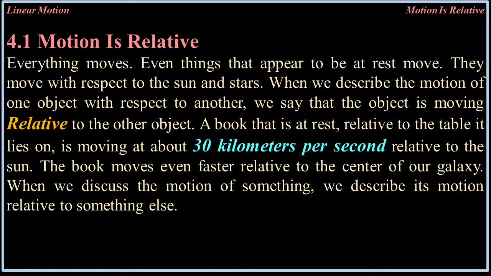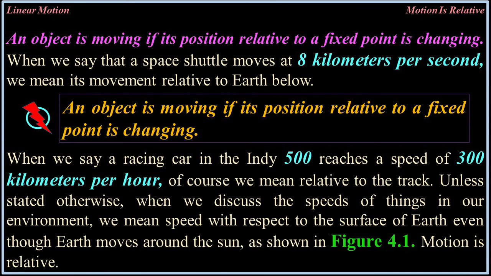When we discuss the motion of something, we describe its motion relative to something else. An object is moving if its position relative to a fixed point is changing. When we say that a space shuttle moves at 8 kilometers per second, we mean its movement relative to Earth below. When we say a racing car in the Indy 500 reaches a speed of 300 kilometers per hour, of course we mean relative to the track.